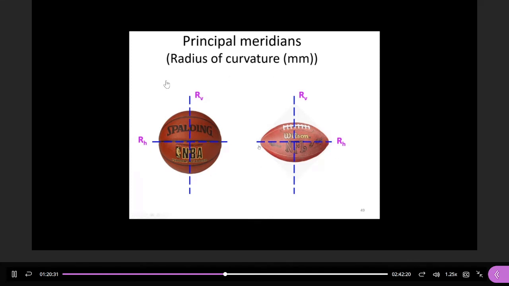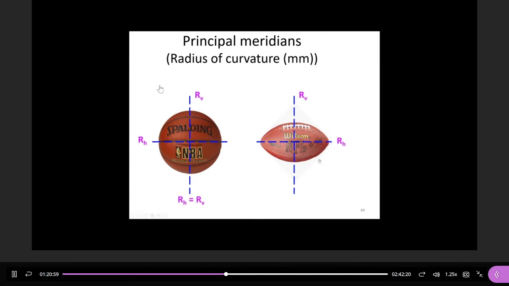For example, if some meridian has more power, say the vertical has more power and the horizontal has less power, this ball will change to an American football, because the vertical has more power. So the principal meridians here are a little bit different, and they are making the astigmatism.